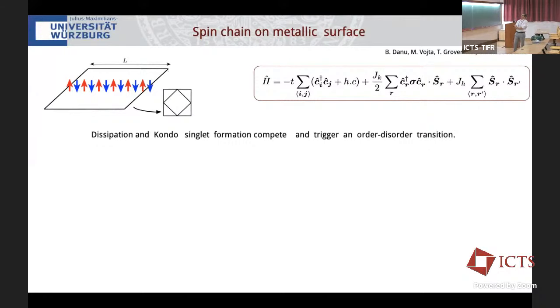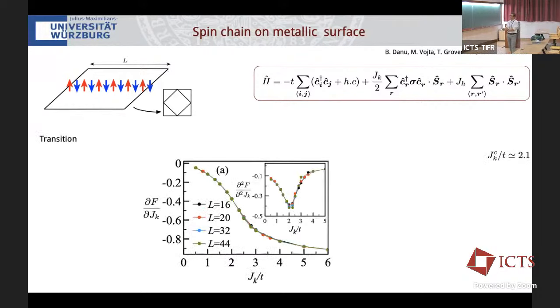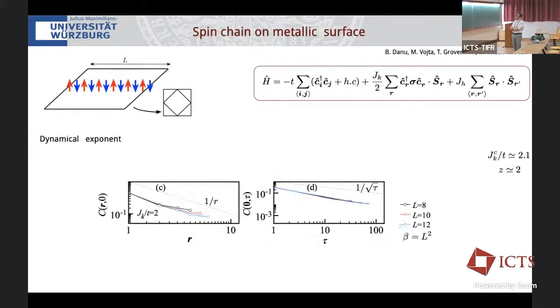What we've learned is that dissipation and Kondo singlet formation compete and trigger an order-disorder transition. That's the claim. These are the results: if you look at the free energy with respect to JK, there seems to be a transition. So this is now the full calculation for the full model, which is much harder because we have the fermions, not the spins.